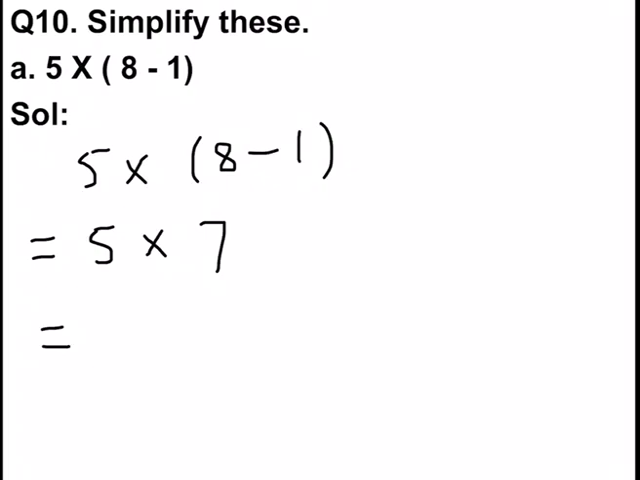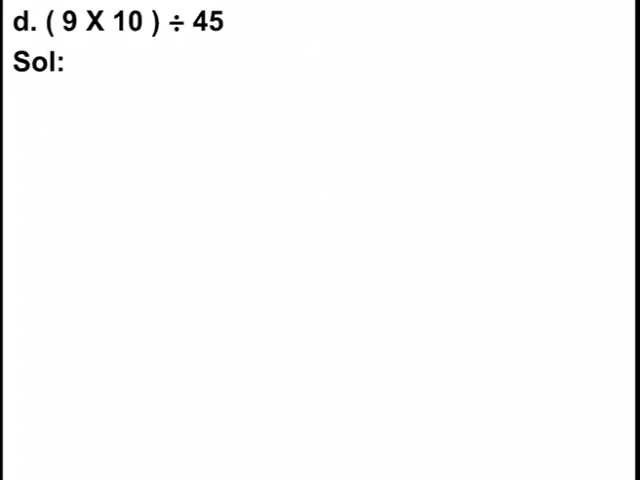Now 5 multiplied by 7. 5 1s are 5, 5 2s are 10, 5 3s are 15, 5 4s are 20, 5 5s are 25, 5 6s are 30, 5 7s are 35. So the answer is 35.